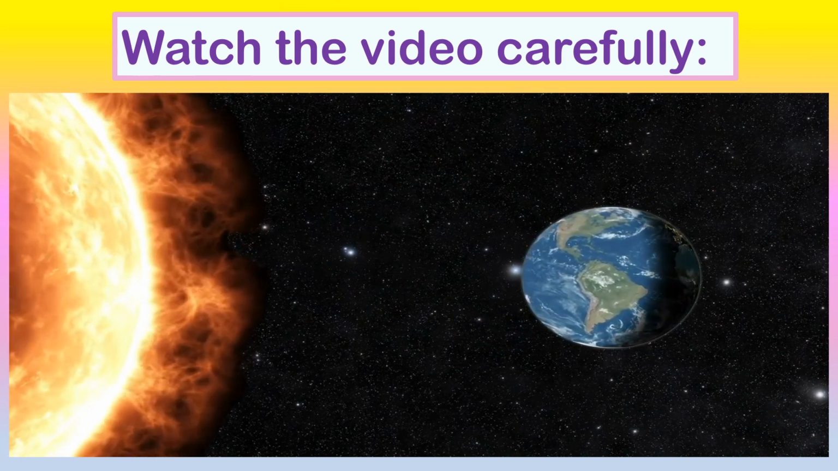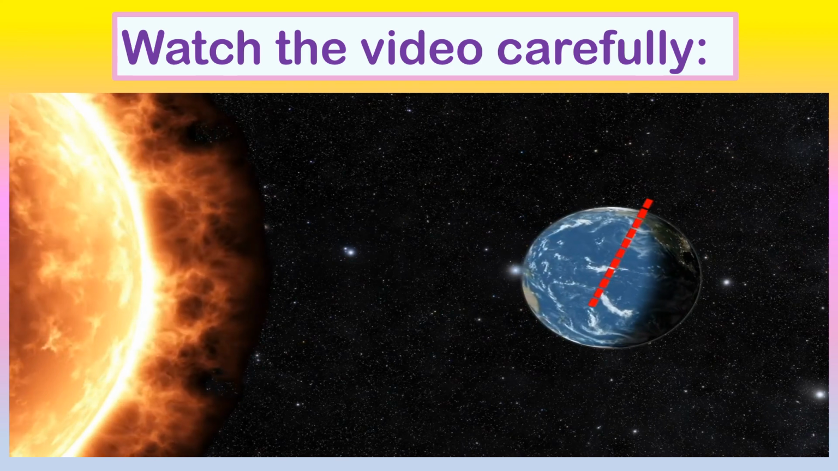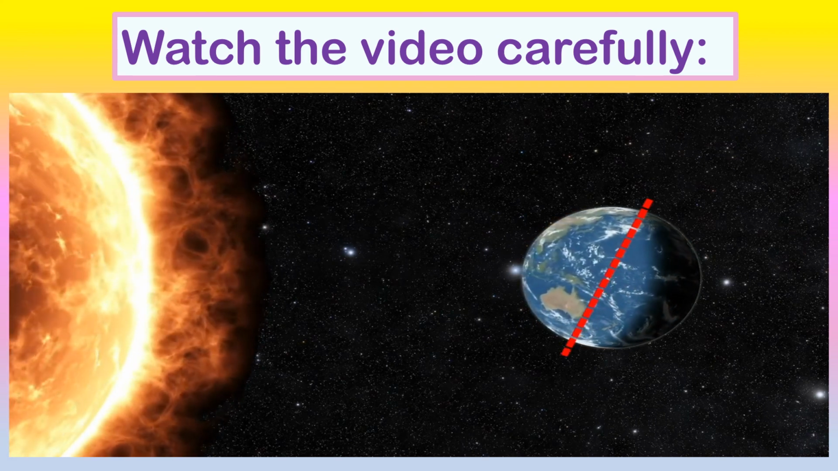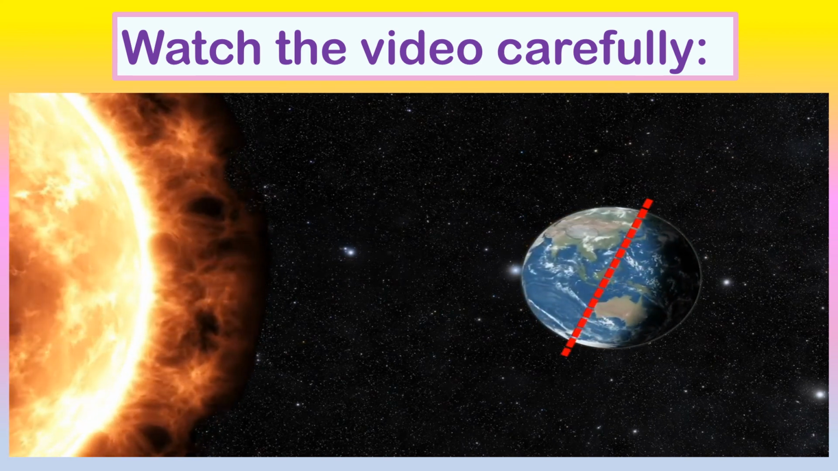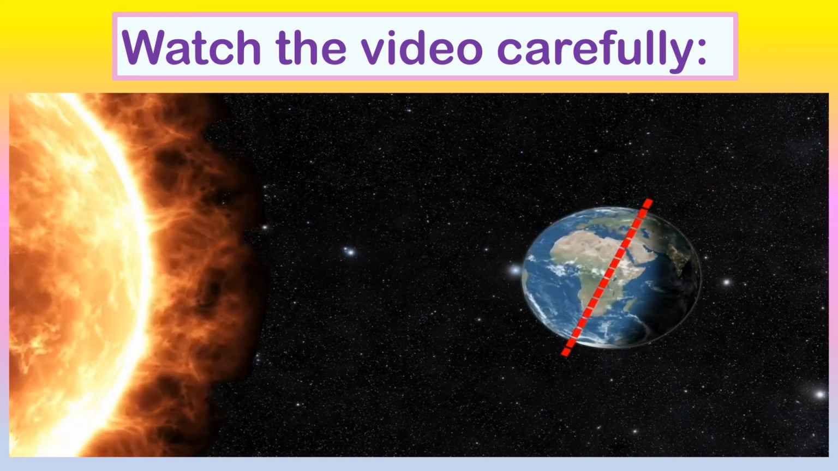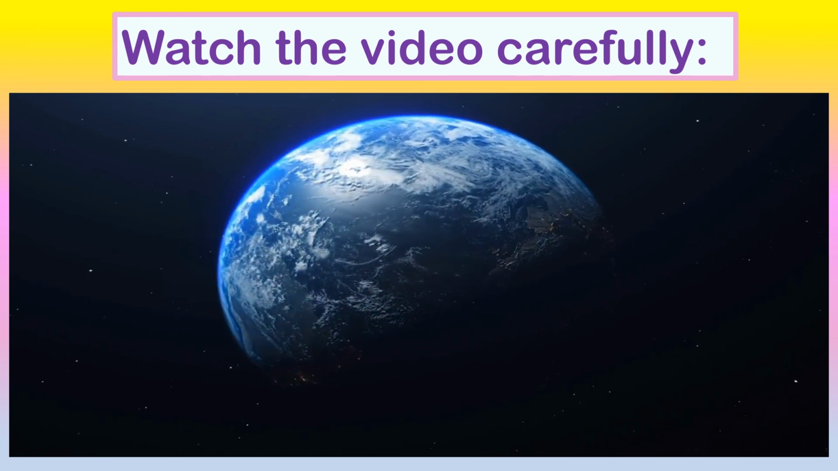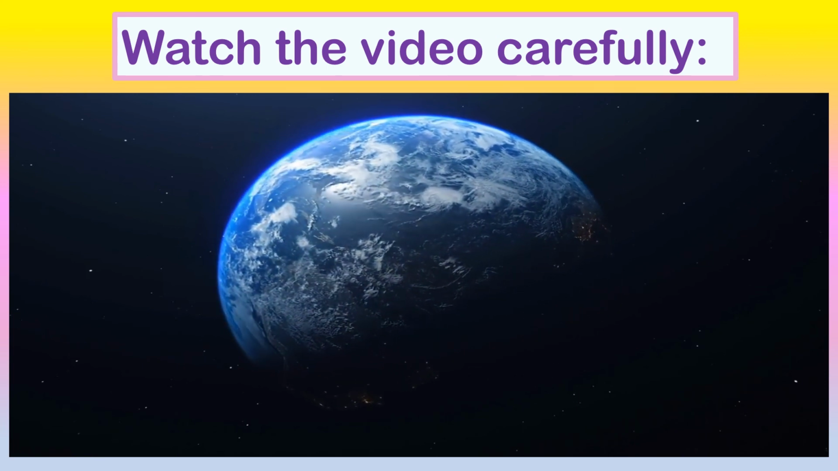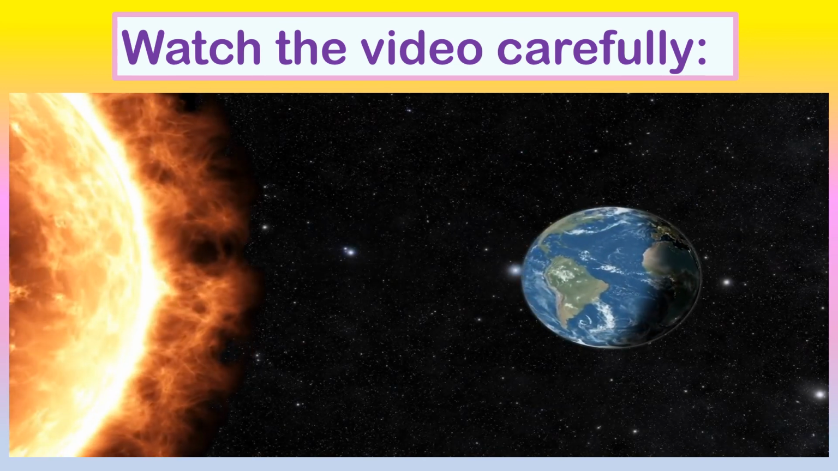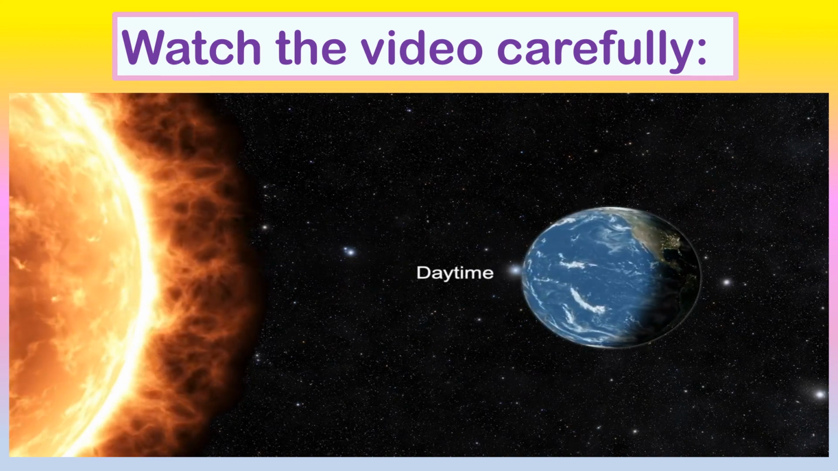One way the Earth moves is by spinning on its axis. An axis is an imaginary line that runs through the Earth's center. This spinning movement on its axis is called a rotation. As it rotates, part of the Earth is facing the sun. This part of the Earth is lit up and experiences daytime.